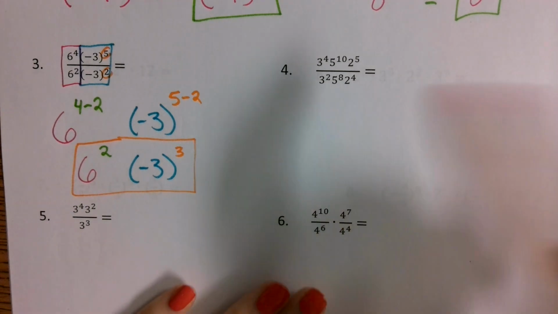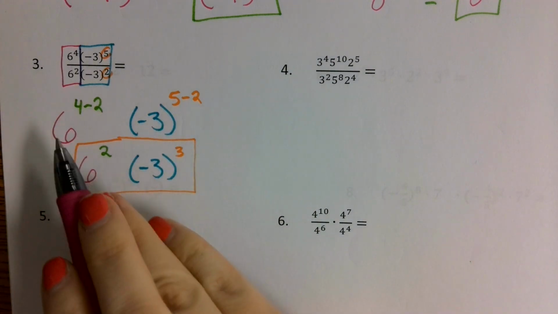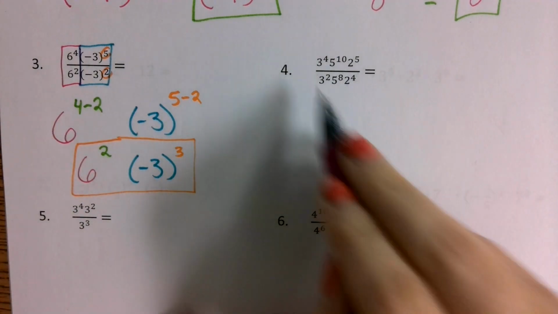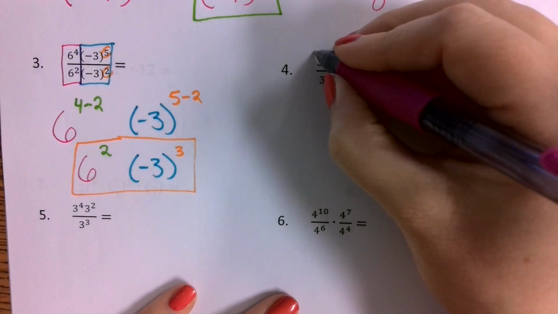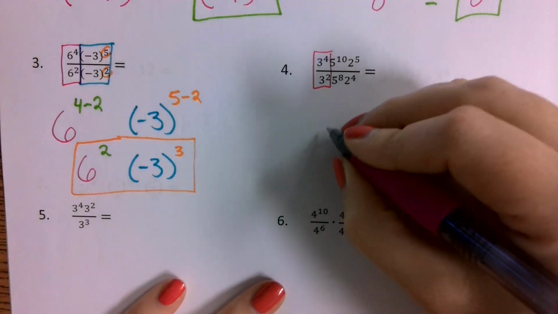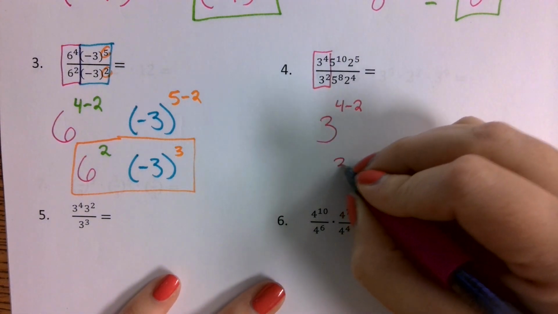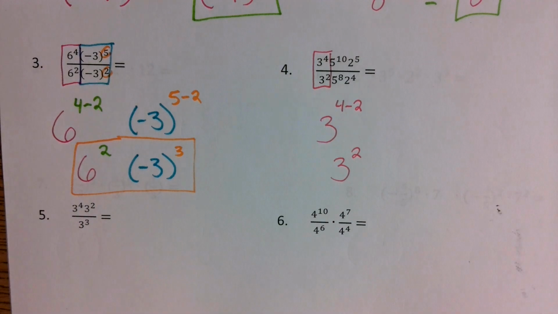Alright, let's go over this real quick. I'm not going to use all the different colors for showing you the base and the exponents because this one has 3 different bases, so I'm just going to do them as one. Here we have 3 to the 4th over 3 to the 2nd. That means we're going to do 3 to the 4 minus 2 power, which would come out to 3 to the 2nd power, or 3 squared.